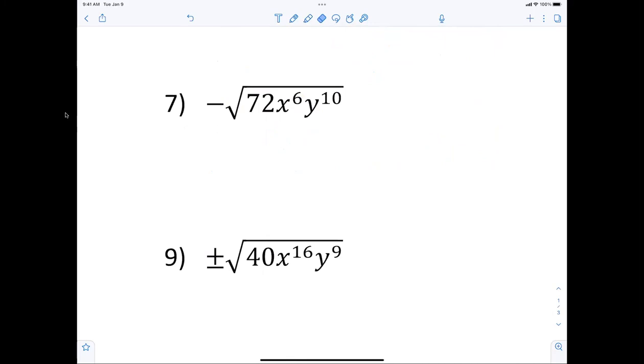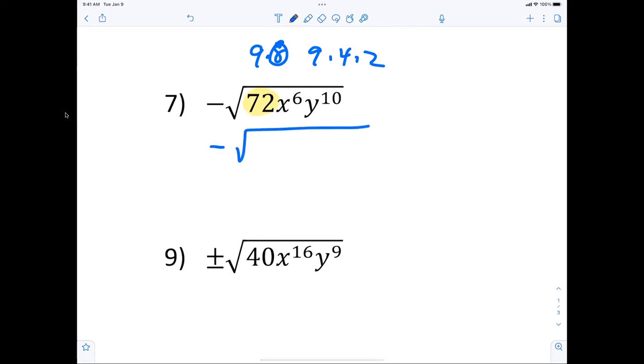Is 72 a perfect square? No. But what number in 72 is a perfect square? 9 and 8. But there's a perfect square in 8. 36 times 2. Does everybody see what we could do? You could break 72 down to 9 times 8, but then you'd have to break 8 down into 4 times 2. Everybody with me on that? Or you can just say, well, I know 72 is 36 times 2.